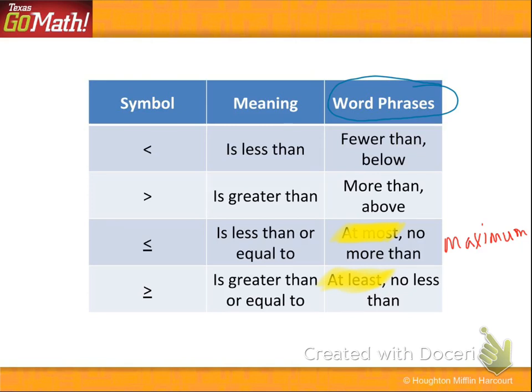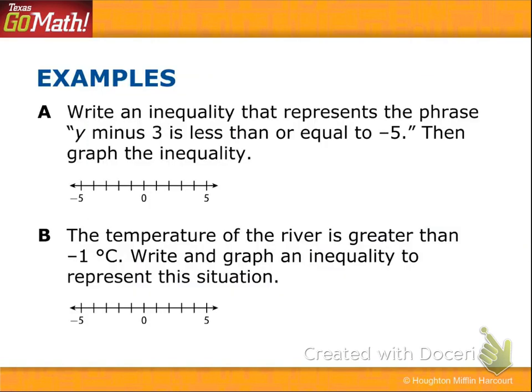On the other side of things, at least means greater than or equal to. So if in order to qualify to be in the National Junior Honor Society, your average must be at least a 90, that would mean that your average could be 90, it could be 94, it could be 98, but it could not be less than that 90. The 90 would be the minimum, which is also a good word for you to have in your journal. At most and at least almost feel like they're opposite of what they should be. So let's look at a couple of examples.